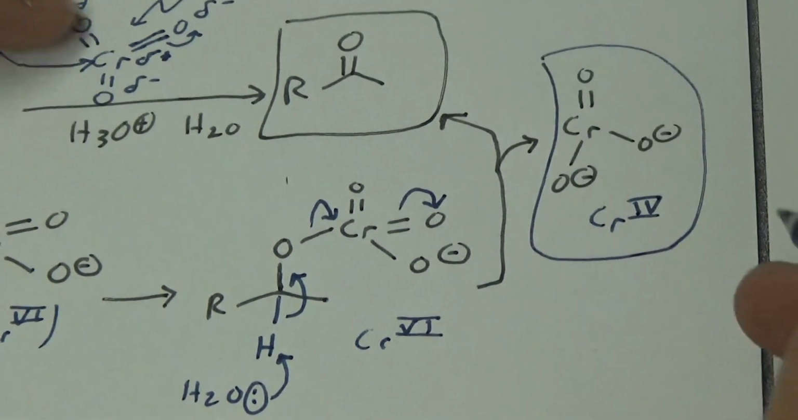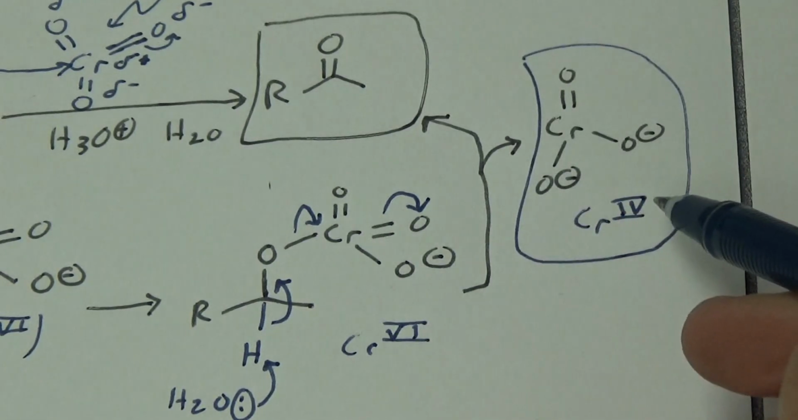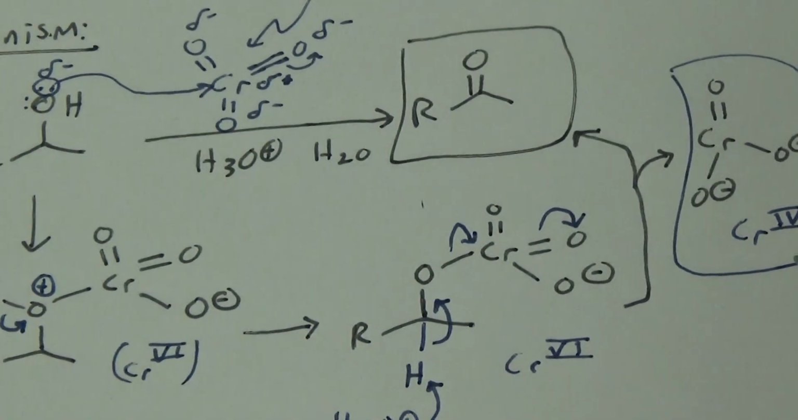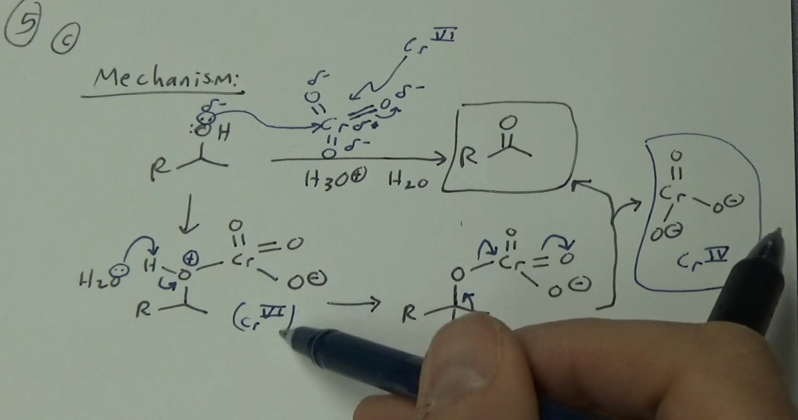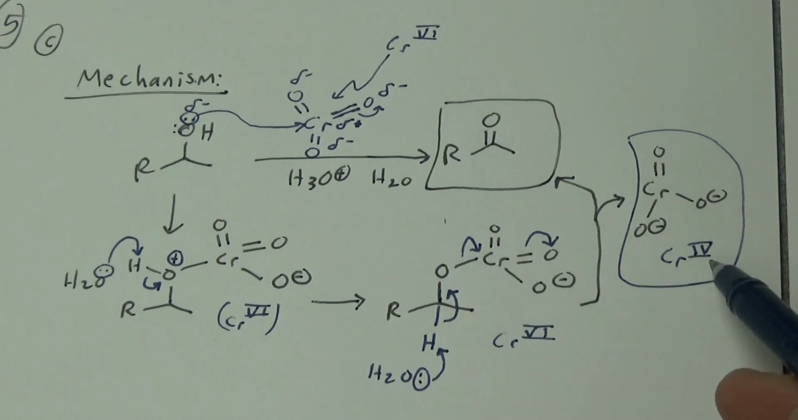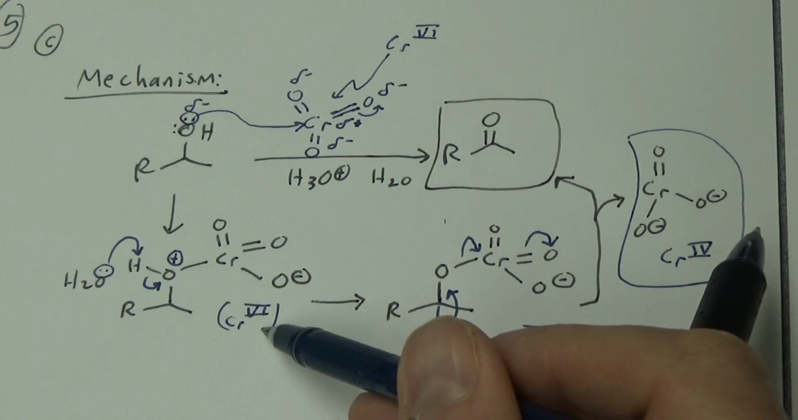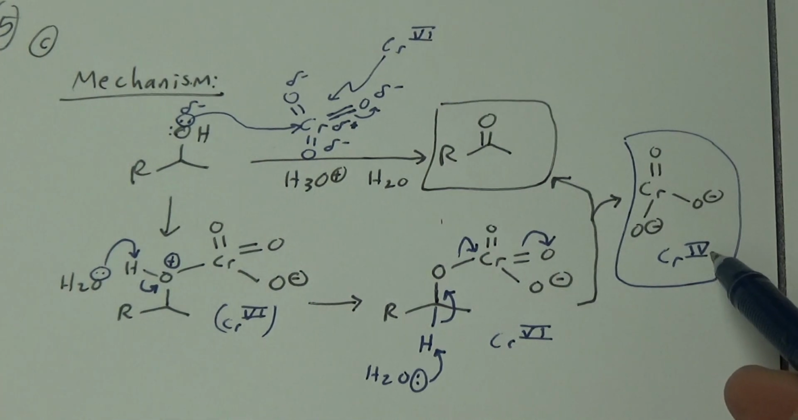So this is like a byproduct, it's not a major product. But ultimately chromium 6 gets converted to chromium 4. And why does this all happen? It's because chromium 6 is a little less happy and chromium 4 is a little more happy. You're going from a less happy oxidation state of chromium to a more happy oxidation state of chromium.